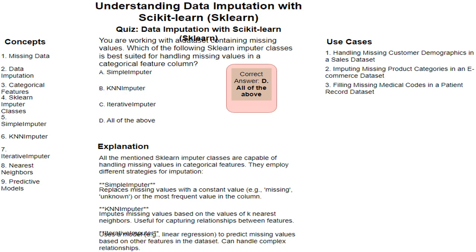Using sklearn's simple imputer to replace missing values in a numerical feature column with the mean of the column can be represented as Python: from sklearn.impute import SimpleImputer; imputer = SimpleImputer(strategy='mean') # replace missing values with mean; data = imputer.fit_transform(data).